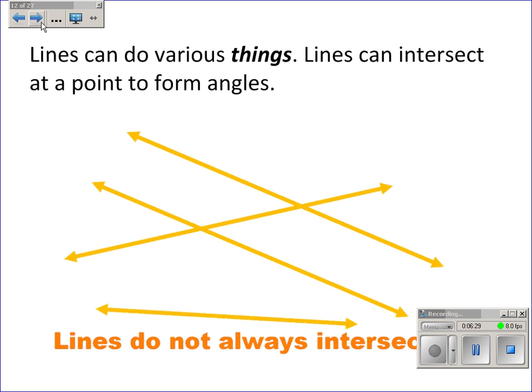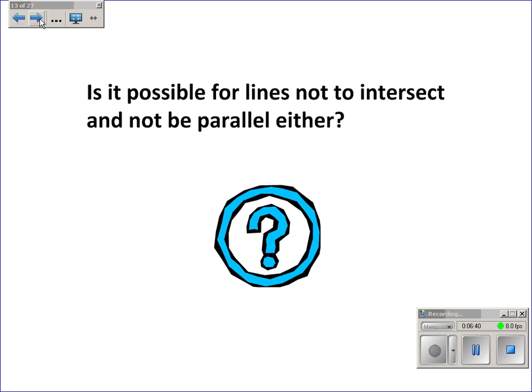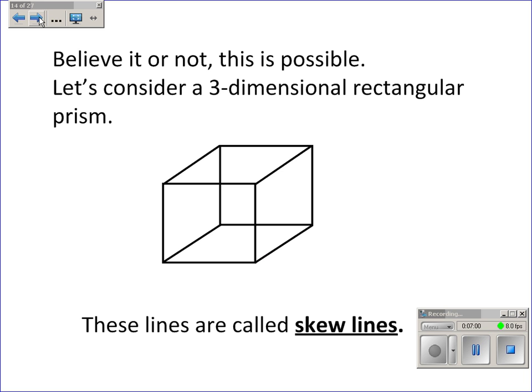Okay, now lines can do various things. They can intersect, they can not intersect, so there are ways that lines are related to each other. Here's a question that I wish we could discuss: is it possible for lines to not intersect and not be parallel? If you think about it for a second, maybe you think the answer is no, but if you think three-dimensionally, the answer is yes.